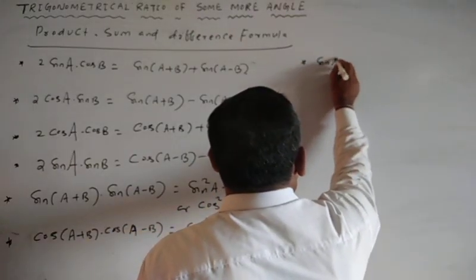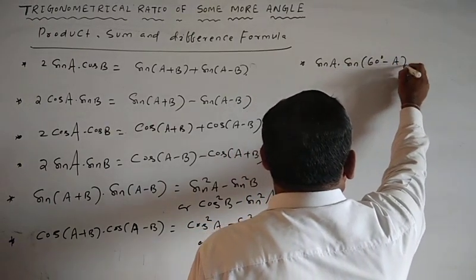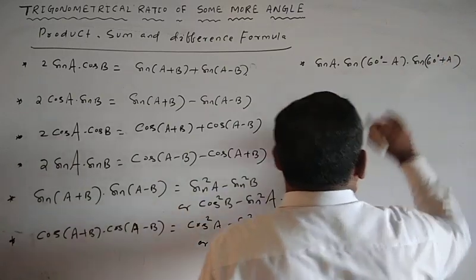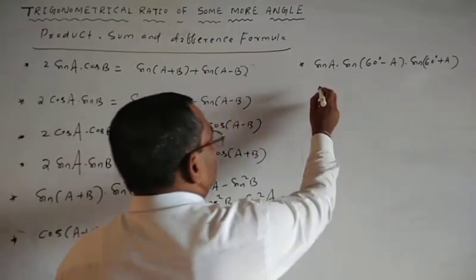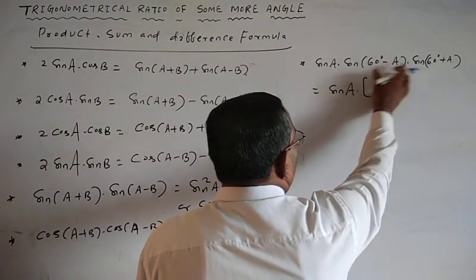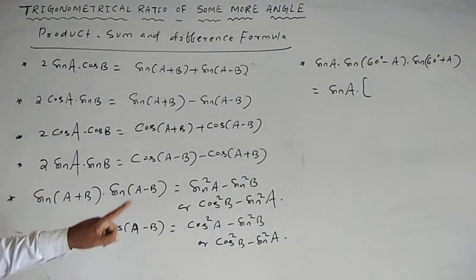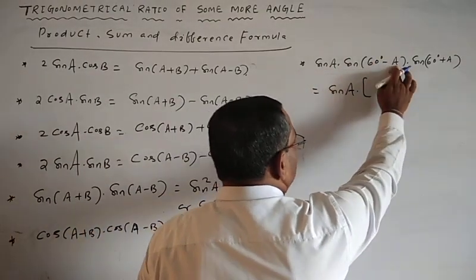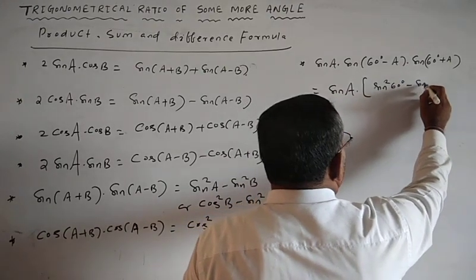Sin A into sin 60 minus A into sin 60 plus A. Here we use the formula sin(a minus b) into sin(a plus b), which is equal to sin square a minus sin square b. So here a is equal to 60 degree and b is equal to A. So this is equal to sin A into sin square 60 degree minus sin square A.